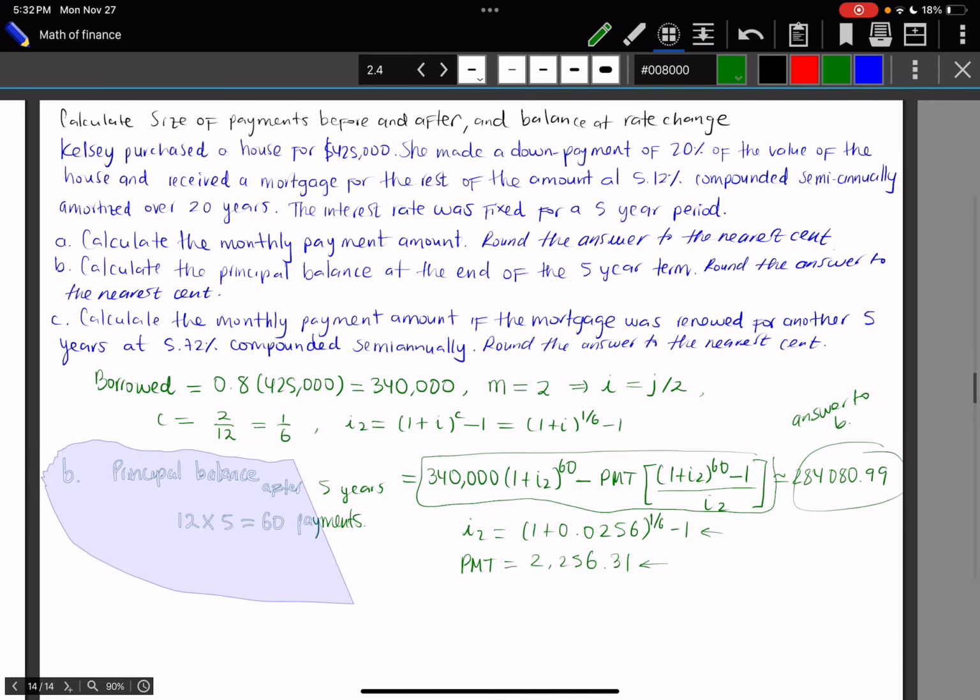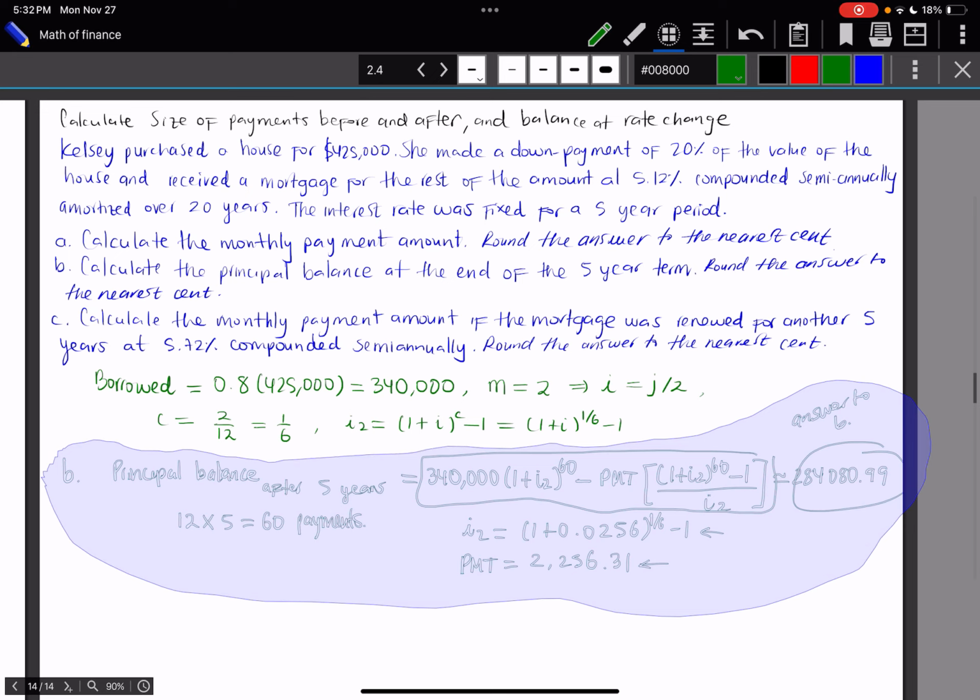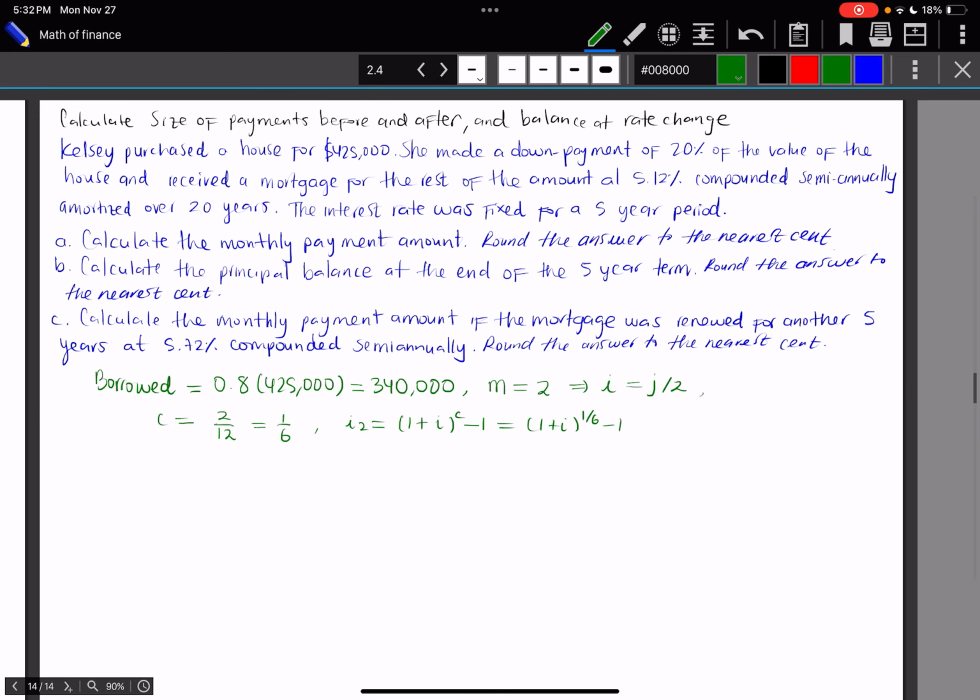Okay, let's move on to part C of this problem. For part C, we need to find the monthly payment amount if the mortgage was renewed for another 5 years. So that's after the 5-year period. But it's renewed at a different interest rate. We change the interest rate to 5.72%. So now J is 5.72%, or same thing, 0.0572. So now I is equal to the expression 0.0572 divided by 2, or same thing, 0.0286.